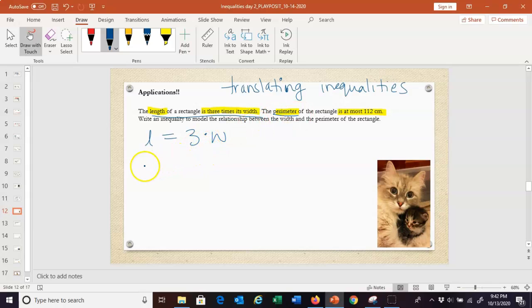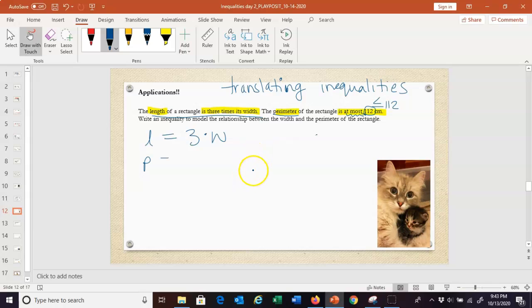Then it tells us the perimeter, so P, is, well, let's look at this, at most. This word "at most" is really important. That's going to help us decide which inequality to use. If it's at most 112, can it be 113? No, because the biggest it can be is 112. So it's allowed to be 111, 110, 109, 108, 107. So it's going to be less than 112. I also put equal to because it's allowed to be at most this value. So it can be that value and less.